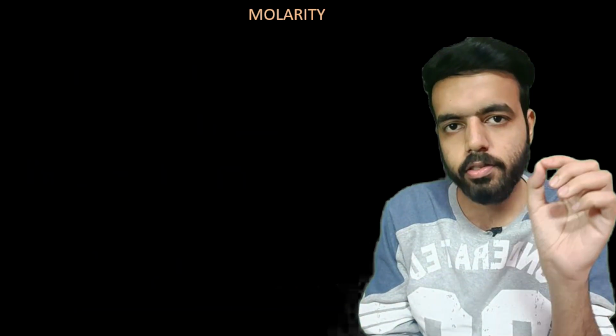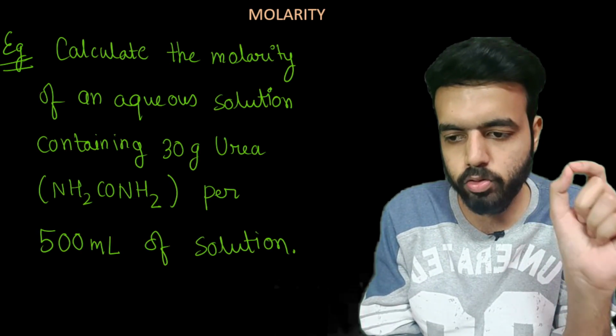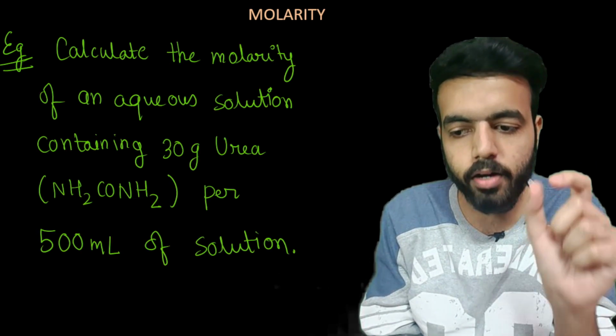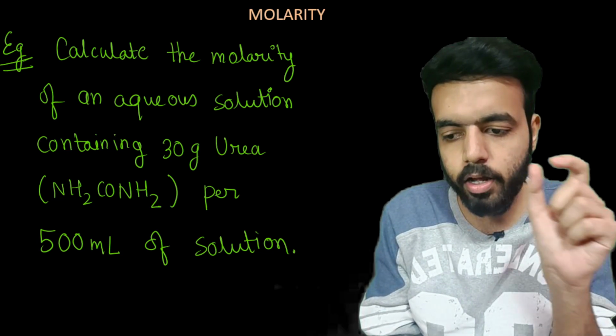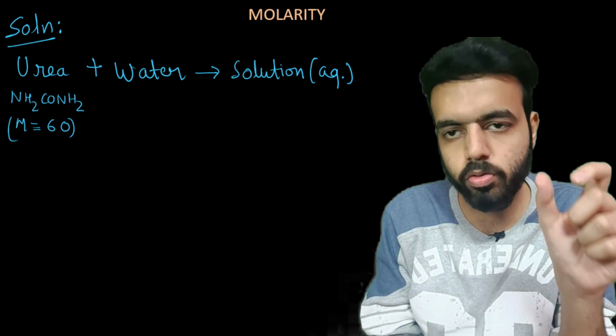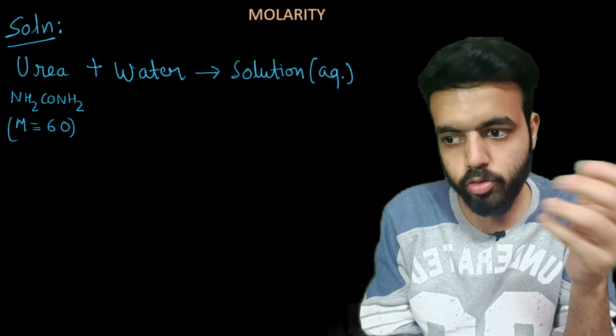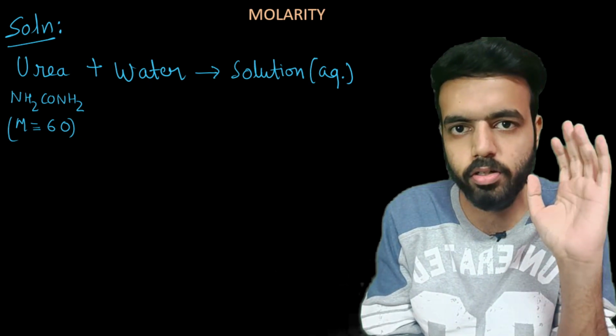So now, since we know the formula of molarity, let's do an example on molarity. Calculate the molarity of an aqueous solution containing 30 grams of urea, NH2CONH2, per 500 ml of solution. So we have urea, NH2CONH2, whose molar mass is 60, plus water because the solution is aqueous. We get an aqueous solution that is formed.